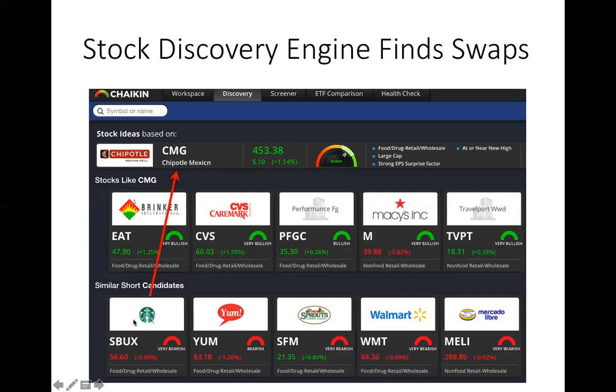It also finds bearish stocks, which become potential swap candidates. So when I did this for my weekly market letter and then repeated it on a webinar 2 days later, Starbucks and Yum Brands both showed up as short sale candidates with bearish ratings in the fast food business. So the recommendation was sell Starbucks at 56.60 and swap into Chipotle at 4.53. That was my weekly swap recommendation in my market insights.